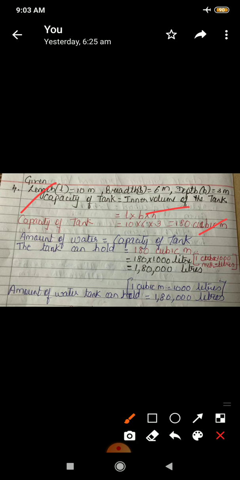That is equal to 180 into 1000 liters, because 1 cubic meter is equal to 1000 liters. So that is equal to 1,80,000 liters. So the amount of water the tank can hold is 1,80,000 liters of water.